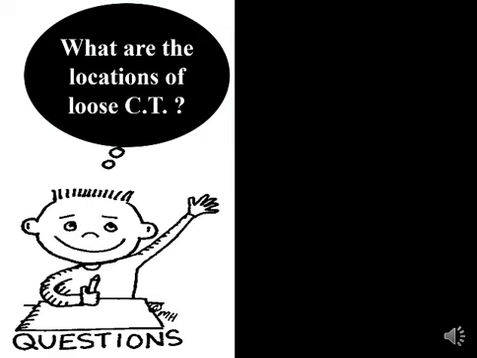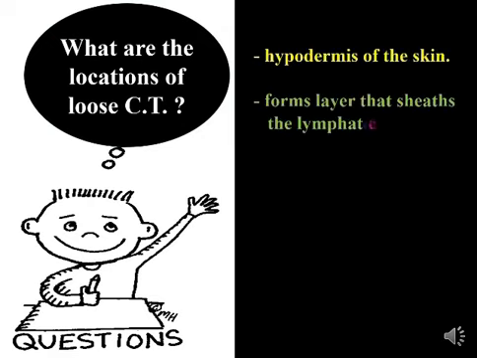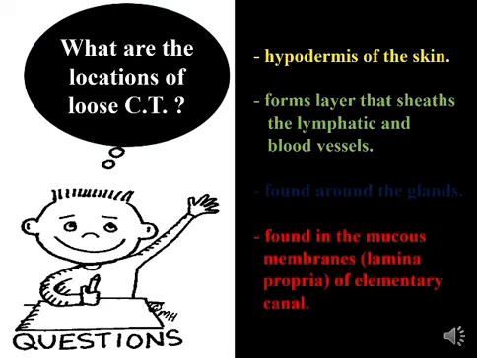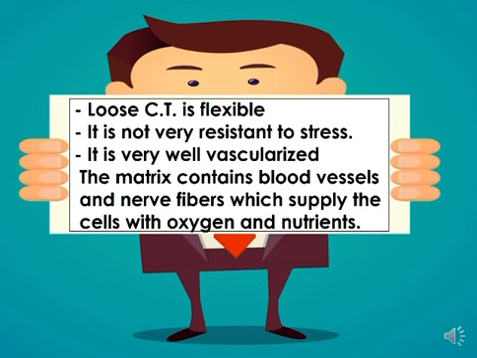What are the locations of loose connective tissue? Loose connective tissue is found in the hypodermis of the skin, forms layers that sheath the lymphatic and blood vessels, is found around the glands, and is found in the mucous membranes called lamina propria of the alimentary canal.